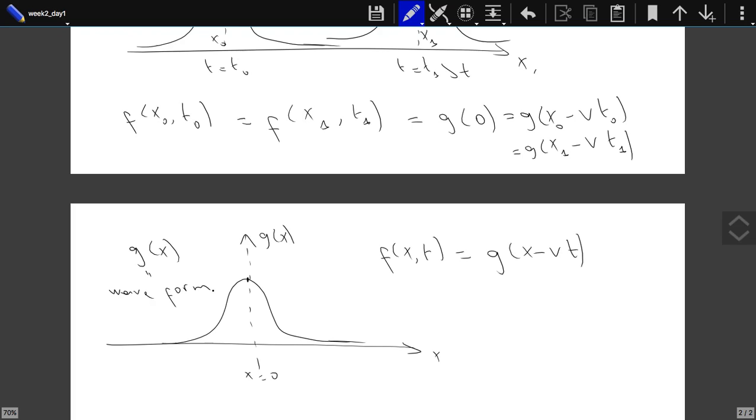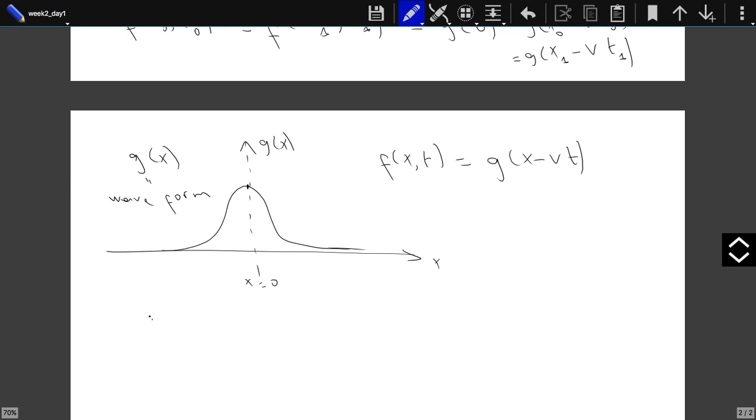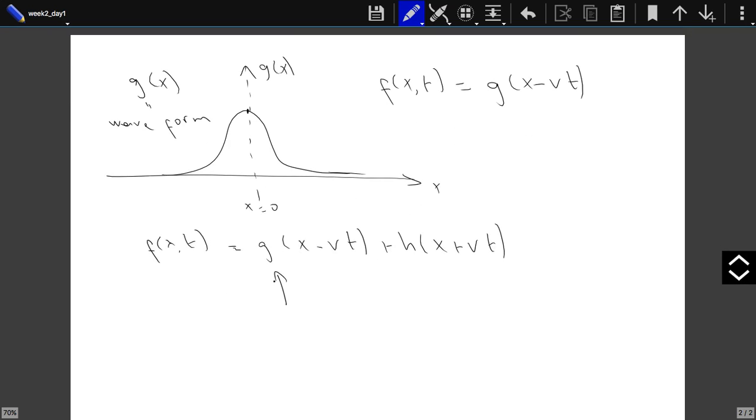Well, in fact, we don't have to have just waves moving in one direction. We can have waves moving in the other direction. And in general, any wave can be written as such a sum. So this is a wave moving in the plus x direction. And this is a wave moving in the minus x direction.